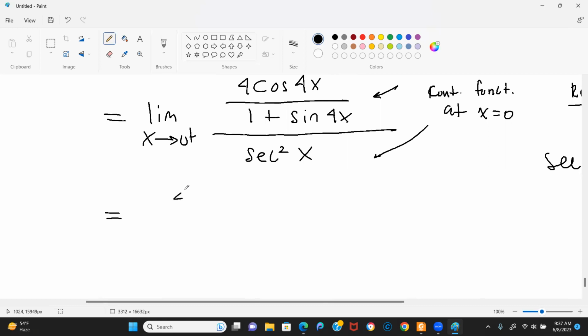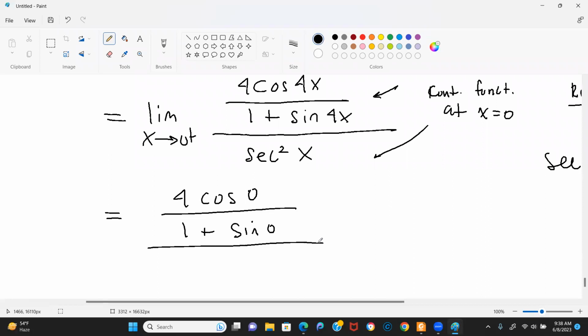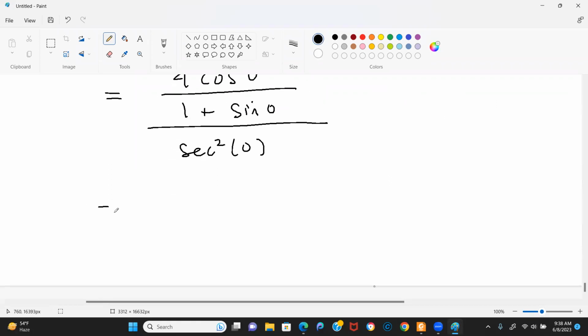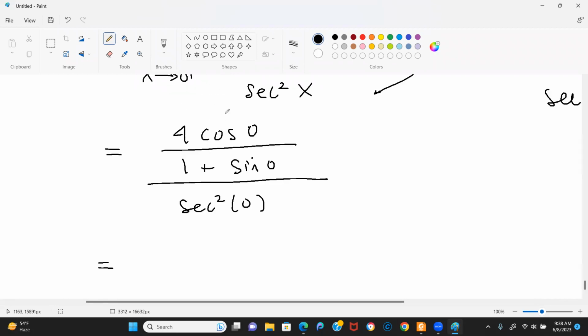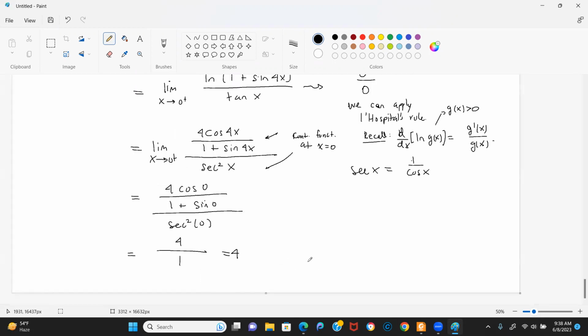All right, so I get 4 cosine of 4 times 0, which is 0, over 1 plus sine of 4 times 0, which is 0, all divided by secant squared of 0. And that will simplify to 4 times cosine 0, which is 1, so 4 times 1, over 1 plus 0, so it's just 1. So I have 4 in the numerator altogether, and then secant of 0 is 1, so it's 4.